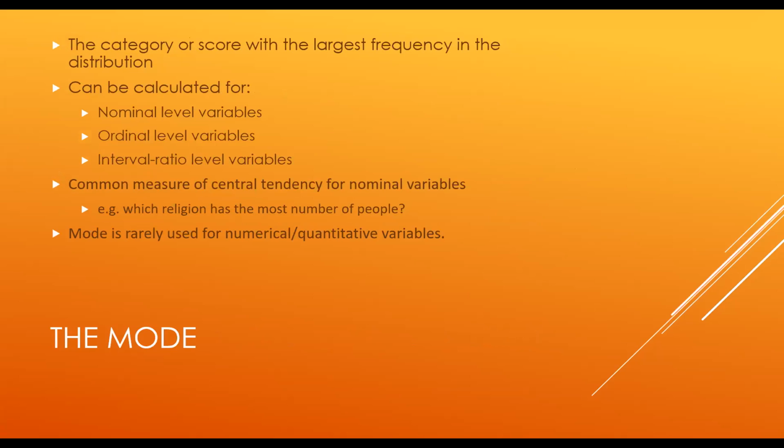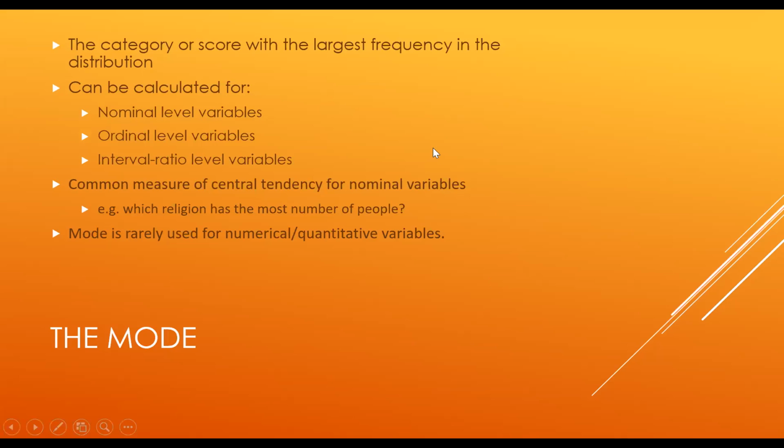Okay, so mode. That's the first one we're going to talk about. The mode is the category or score with the largest frequency in a distribution. So if you looked at a distribution with 10 numbers, whatever number occurred the most often would be your mode. It can be calculated for all levels of variables: nominal, ordinal, and interval ratio. And it is the common measure of central tendency for nominal variables. So for instance, if I asked a large group what religion they affiliate with, whichever came up most frequently, with the highest frequency, would be the mode. Mode is rarely used for numerical or quantitative variables because it's often not as representative.